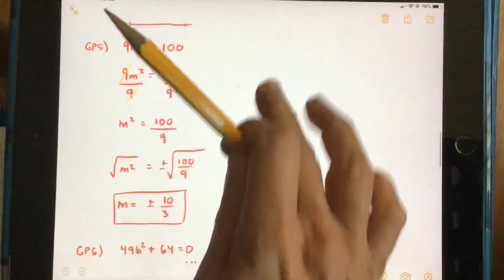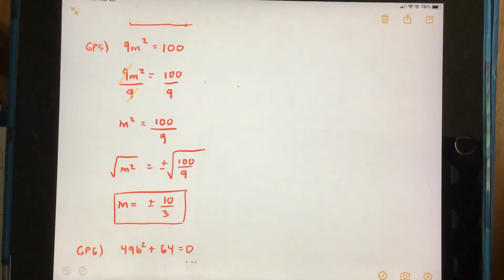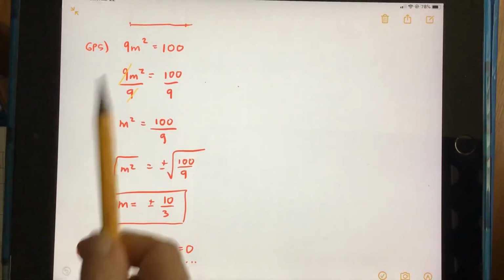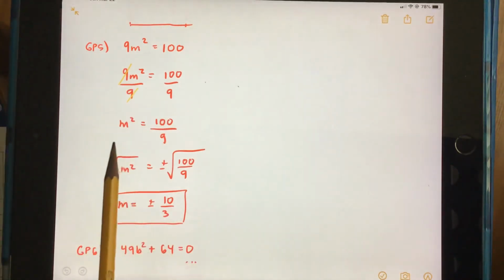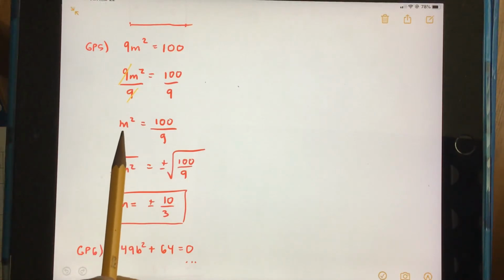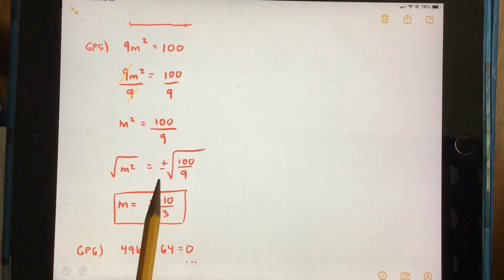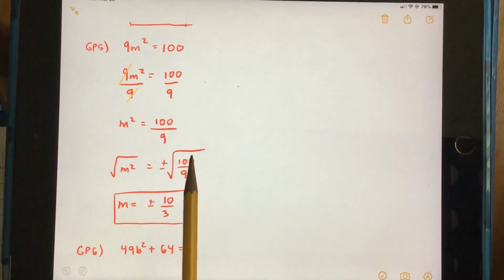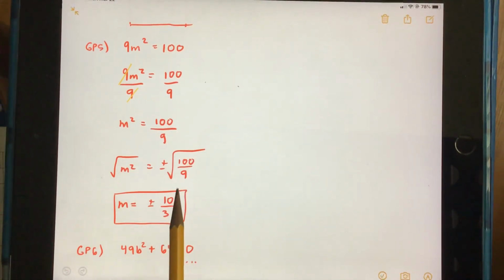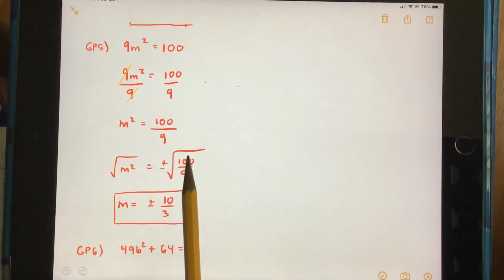Got to practice 5. On this one, it'll be very similar to the last problem that we worked. We're going to divide by 9 first to get it down to the m squared. So that all we have to do once we get it down to m squared is equal to 100 over 9 is take the square root of both sides. We're going to get both a positive and a negative root again. And we're going to do the same kind of thinking that we did in guided practice 4. We're going to think, what is the square root of 100? And that gives us 10. What is the square root of 9? That gives us 3.